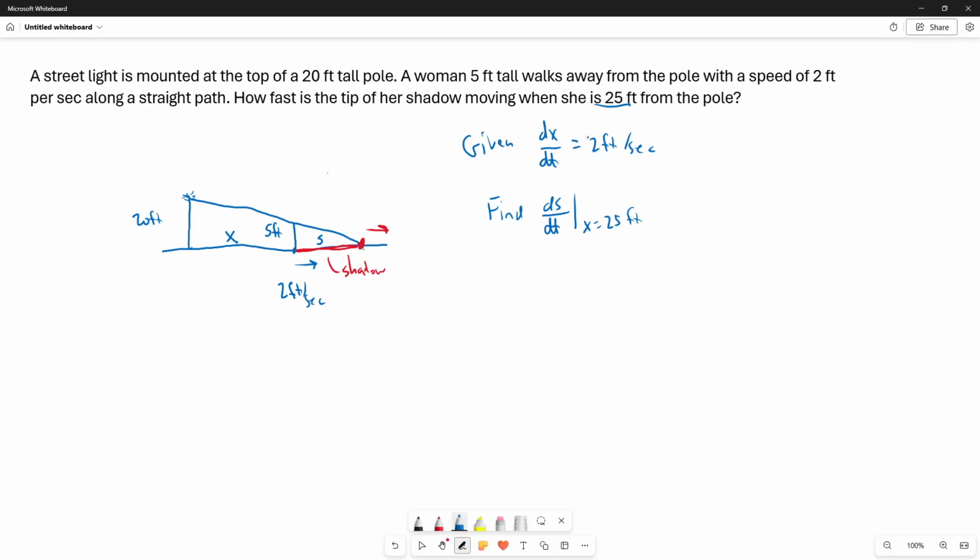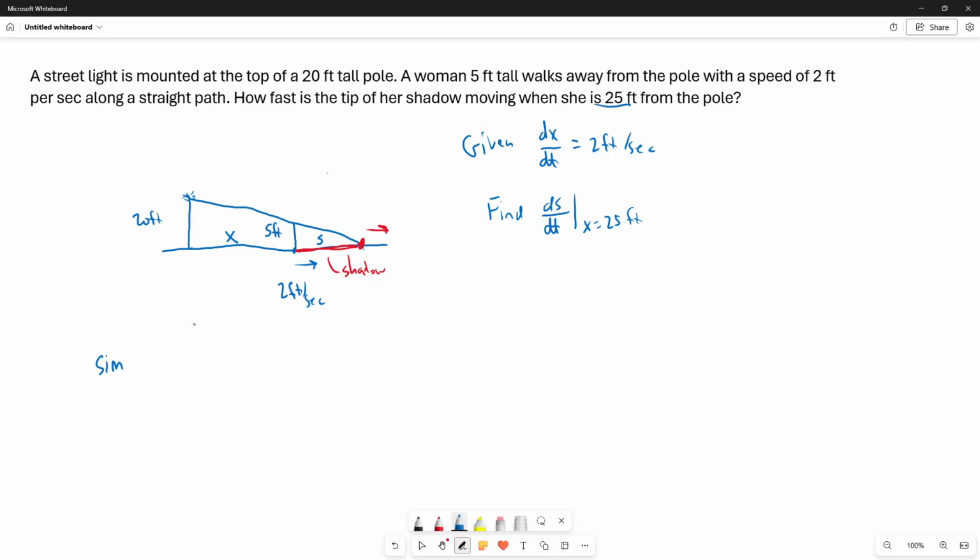Because that point is moving at a rate of at least 2 feet per second, because that's how fast she's moving. Plus, if the shadow is lengthening, that will also contribute to the speed at which this point moves. Okay, to solve this problem, we need to find a relationship between x and s, and that requires similar triangles.